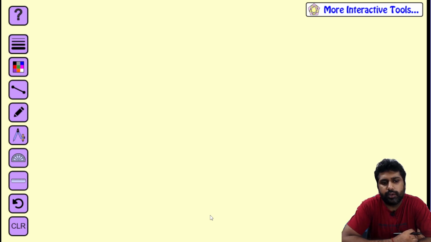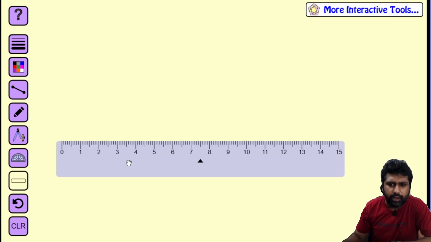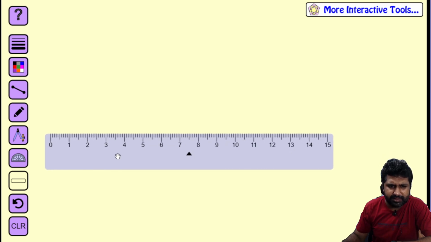In this lecture, we're going to learn how to draw root 5, root 10, root 17, because all of them work on a very simple idea. So let's begin. We'll start with the same thing.